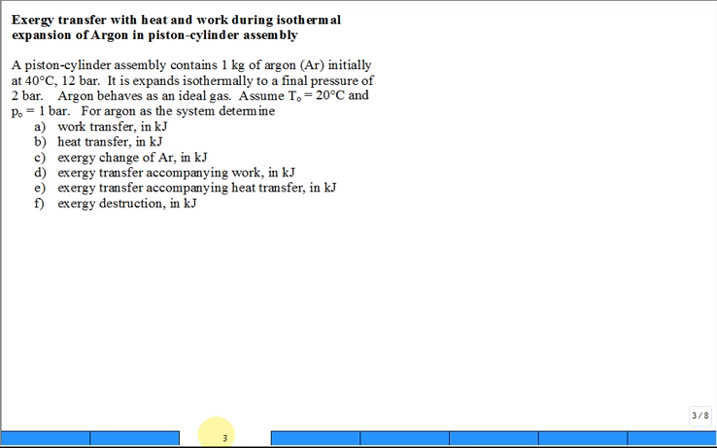So we have a piston cylinder assembly, and it contains 1 kilogram of argon. Tell me, what do you know about argon? When you see argon, what do you think about? Welding. Welding, okay. Argon comes in bottles and is used as cover gas. Why is it used as a cover gas in welding? Because it's inert. What other inert gases are there?